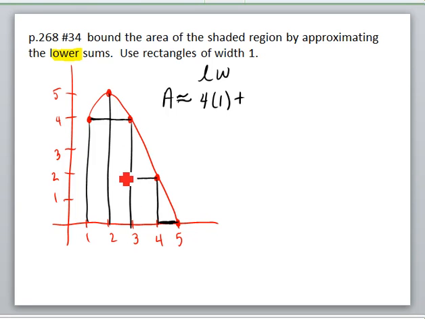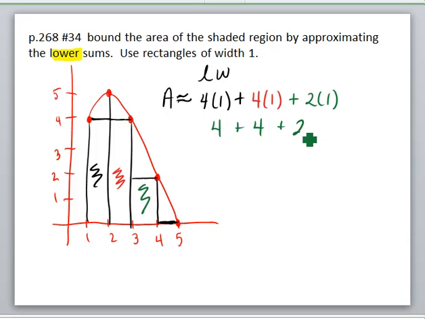I'll go ahead and put that as a red. So this is my black rectangle. The red rectangle has a length of 4 and a width of 1. My green rectangle has a length of 2 and a width of 1. And then my last rectangle isn't a rectangle at all. So I end up with the area being approximately 10.